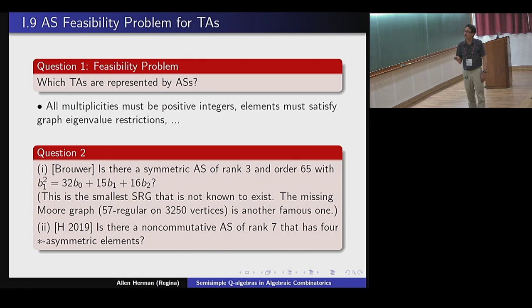Lots of interest in that. And then this is this open case that I just mentioned. They're a non-commutative association scheme of rank 7 with 4 asymmetric elements. So 2 pairs of, they're not equal to their own transpose.